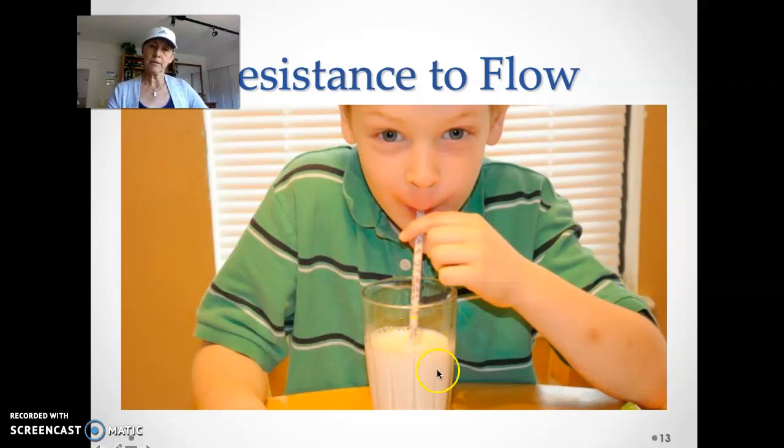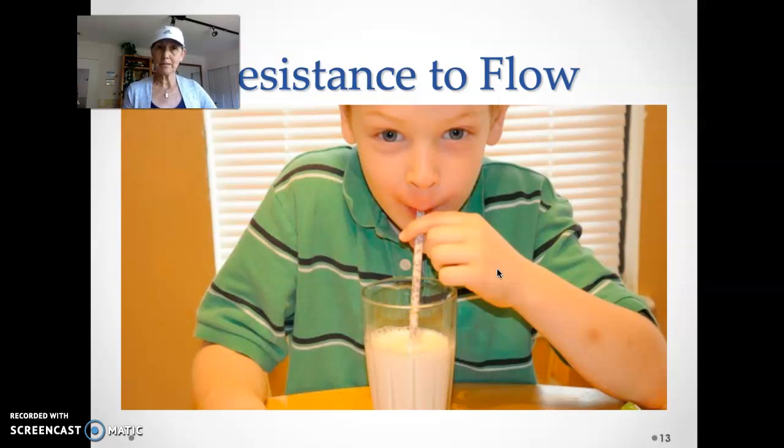What else is going to matter? How thick the milkshake is. If it's really thick, it's going to be a whole lot harder to get flow. If the straw is tiny, if it's one of those stirrer straws from coffee, it's going to be really hard. So there are all these variables that are going to affect flow.